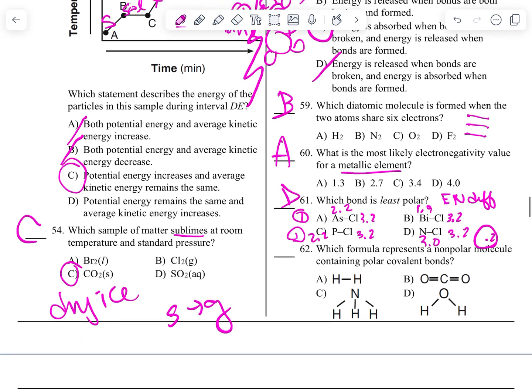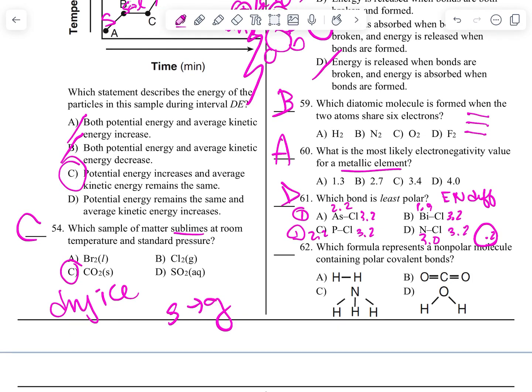62, a nonpolar molecule. Nonpolar molecules will be symmetrical. So that gets rid of C and D. But it contains polar covalent bonds. Polar bonds have a greater electronegativity difference. Even without doing any math, I know that A is going to have a nonpolar bond, because who's pulling harder for electrons, H or H? Trick question.